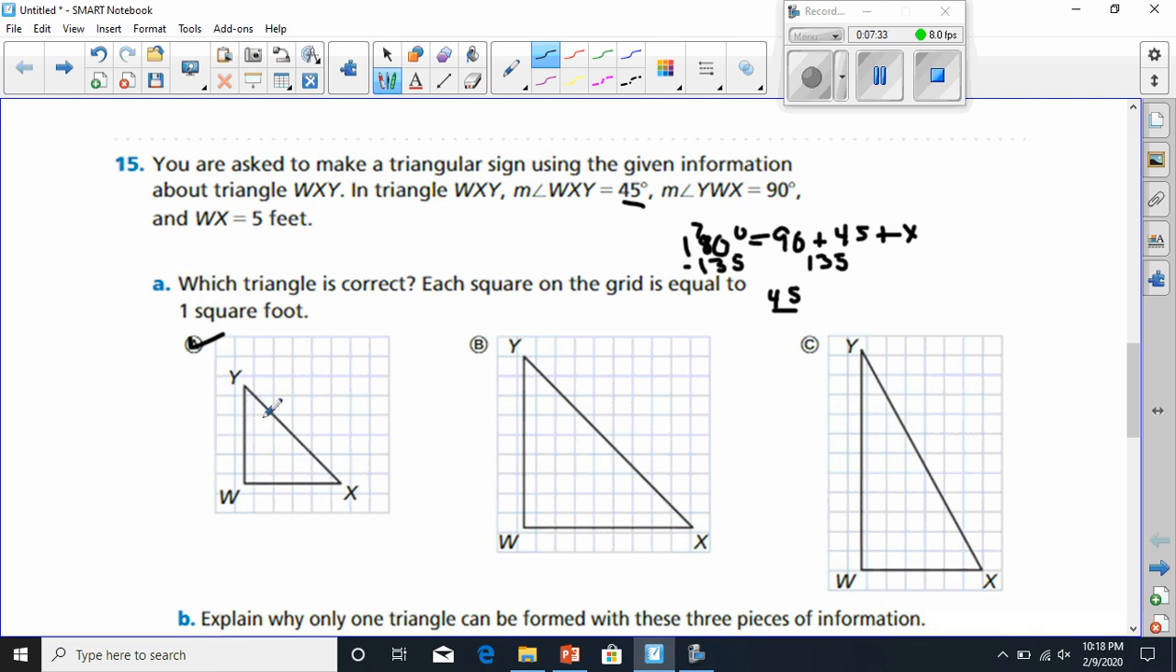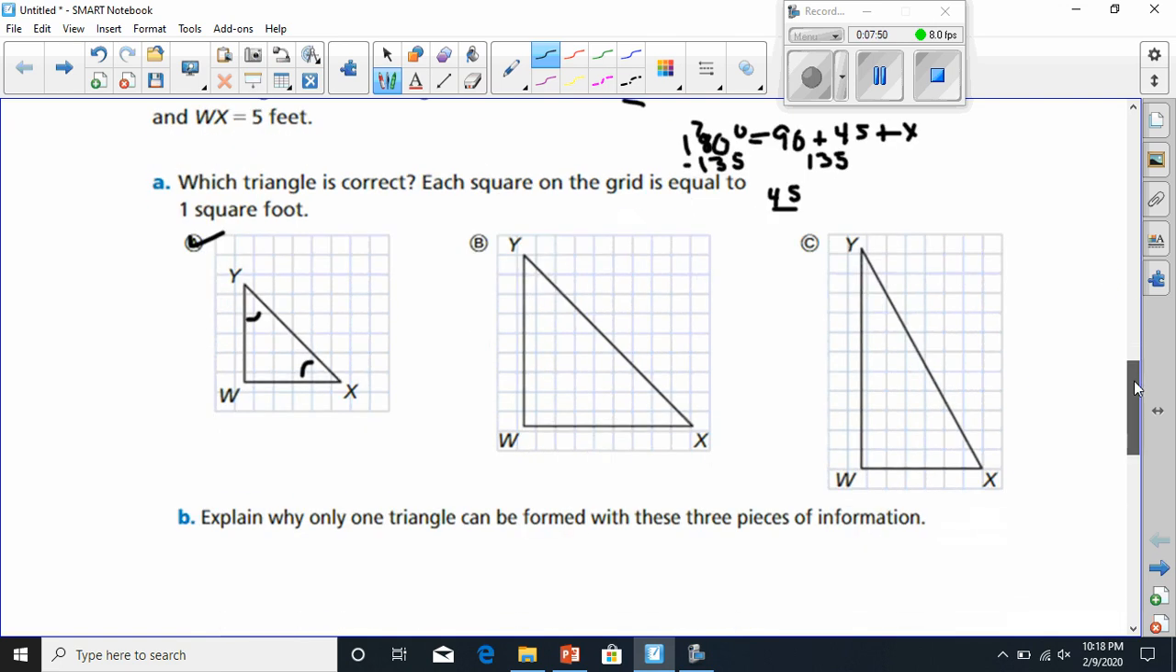These angles look about the same. This angle looks the same, but this is way too long. It's not 5 feet for sure. And this angle is not the same as this angle, so that would disqualify that one.